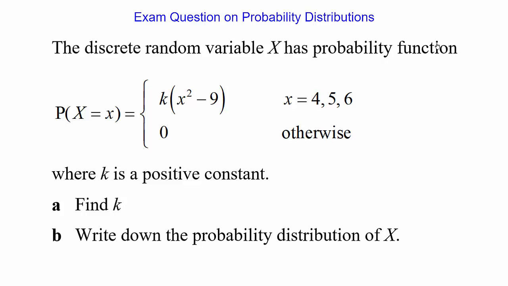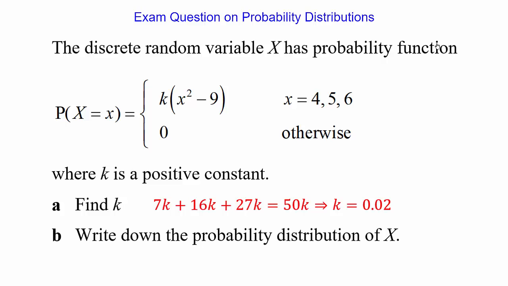And your answers are: find k. If we put x equal to 4, that gives us 16 take away 9, which gives us 7k. If we put x equal to 5, we've got 25 take away 9, which gives us 16k. And if we put x equal to 6, 36 take away 9 gives us 27k. So we know that 50k, all of those must add up to 1, so k must be 0.002.